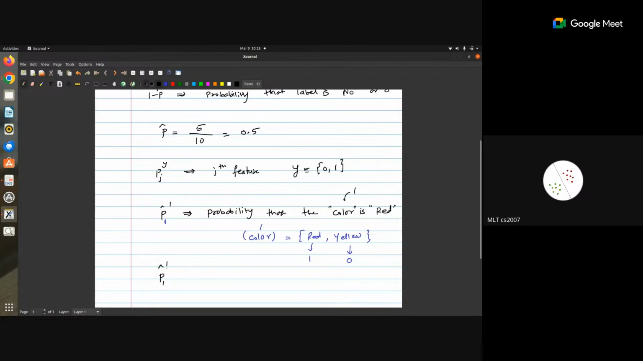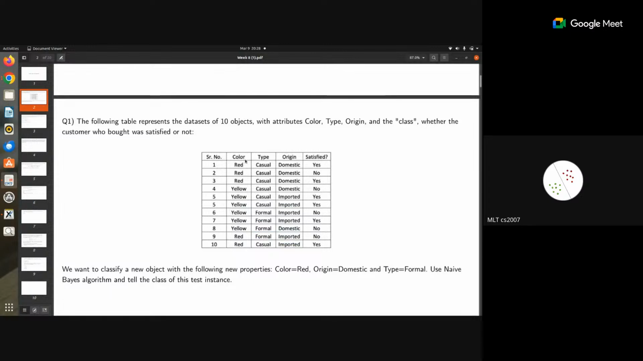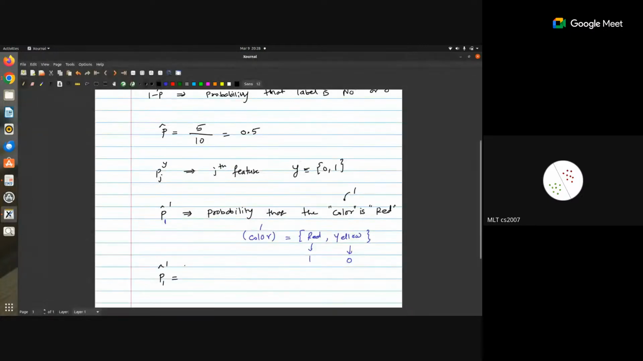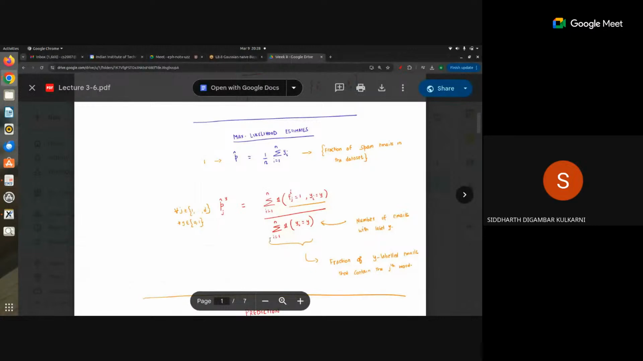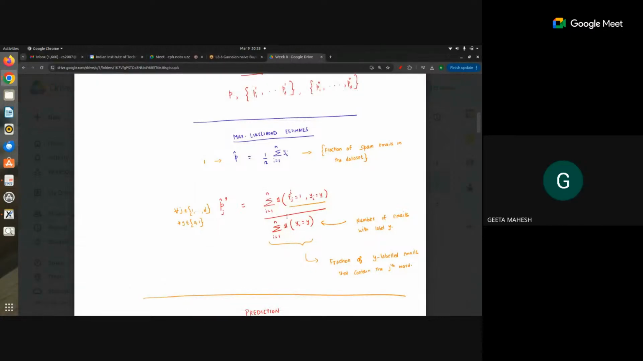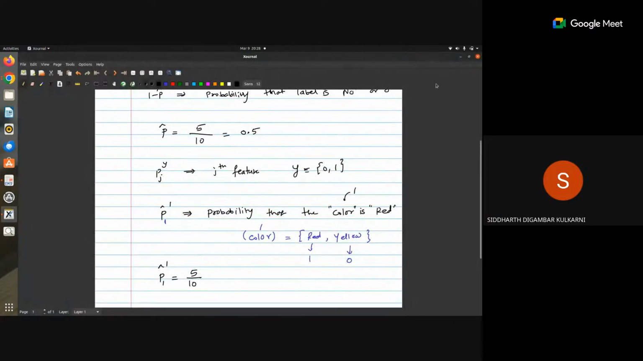Probability of 1 hat 1 is how many reds there are in feature 1, and feature 1 here is color. So how many are there? 1, 2, 3, 4, and 5. Correct? So in yes there are only three reds. So 3 by 5, sir. In the yes label, there are only three reds.